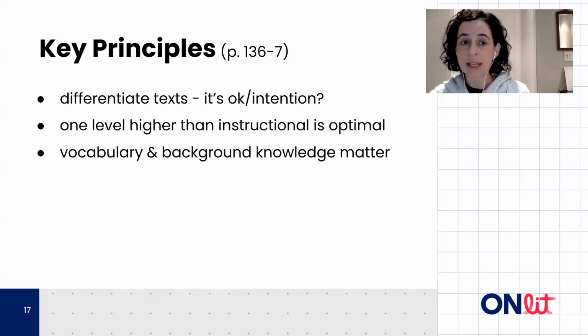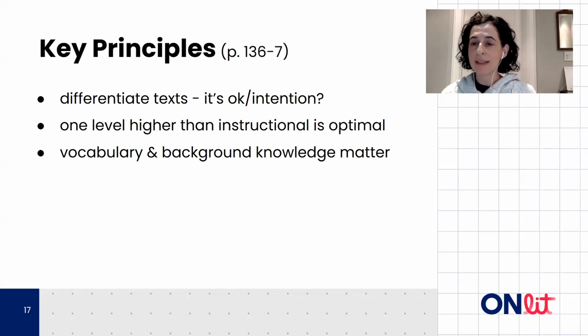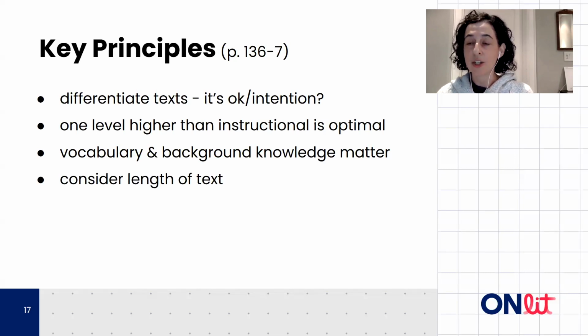Vocabulary and background knowledge matter. And we know this already, right? So how new is the information in the text? Do the students know the related vocabulary, or do they have the background knowledge on the topic? All of these things play a role in the text choice that we choose, the complexity of the text that we're choosing. We want to keep it simpler if a lot of the vocabulary and content being presented in the text is new. We might consider a shorter text, a less dense text.